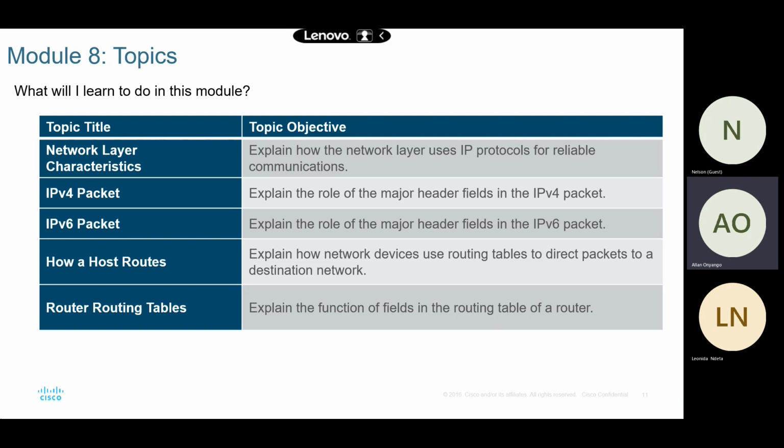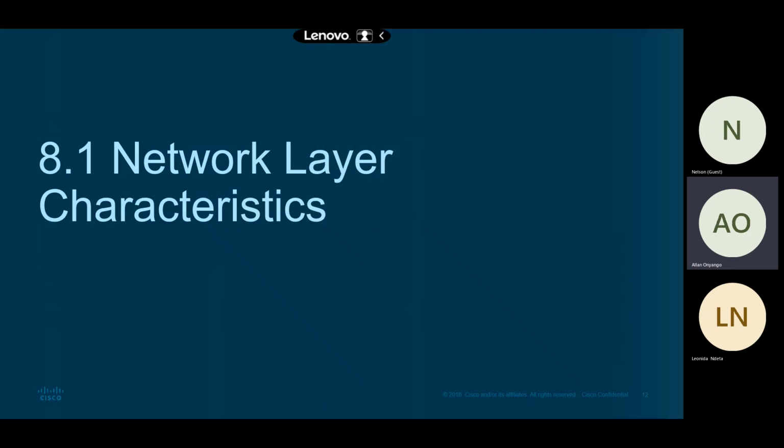As usual, we explain how network devices use routing tables to direct packets to a destination network, and then the functions and fields within the routing table of a router. So let's get started, ladies and gentlemen.